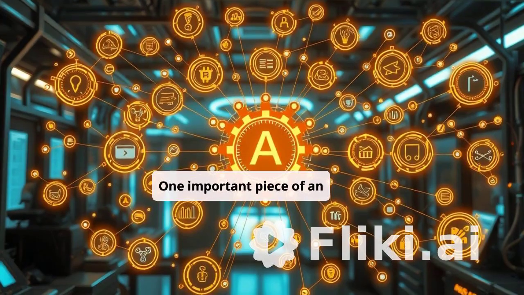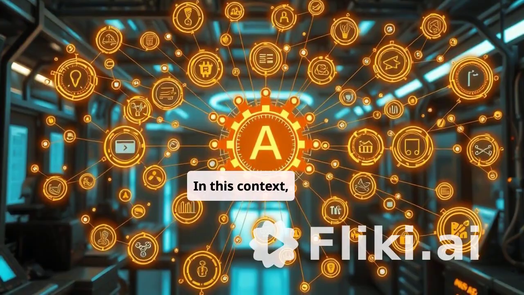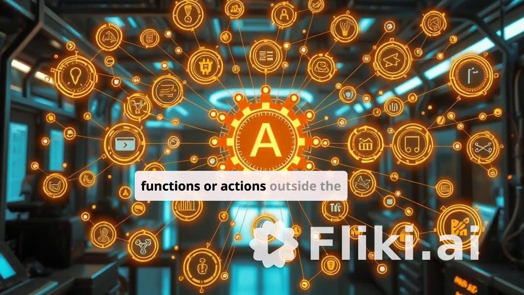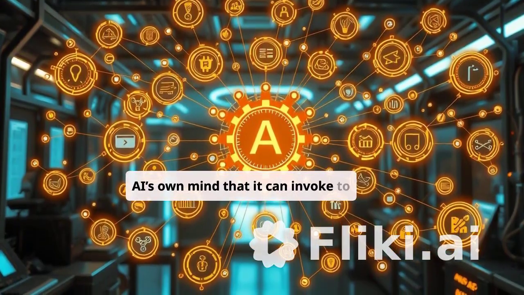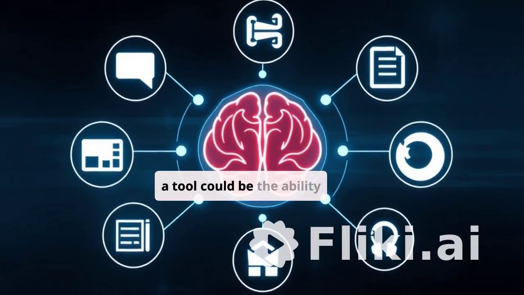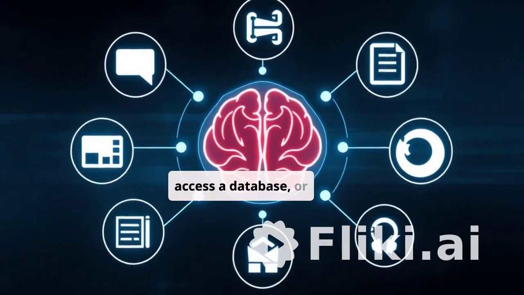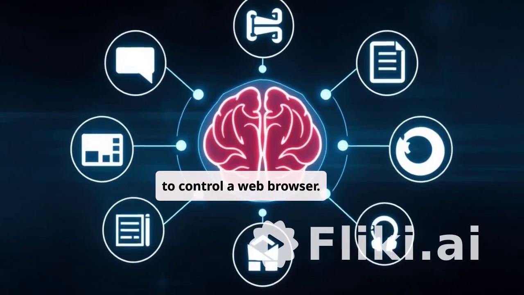One important piece of an AI agent is the set of tools it can use. In this context, tools are essentially functions or actions outside the AI's own mind that it can invoke to help it solve the problem. For example, a tool could be the ability to search the web, to run a calculation, to access a database, or to control a web browser.